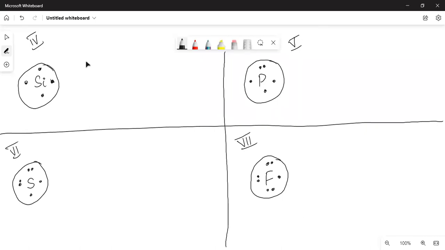So you have one element from 4, 5, 6, and 7. You're going to combine them all with hydrogen as a part of your practice. Go ahead, take your time. You can do one at a time. You can do all four at the same time. It's entirely up to you. I'm here.